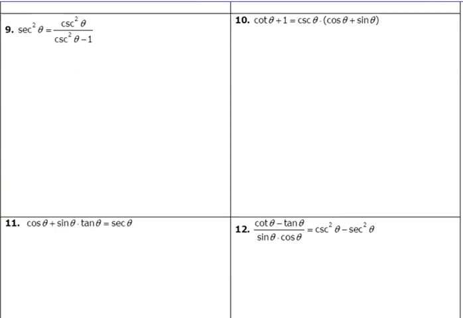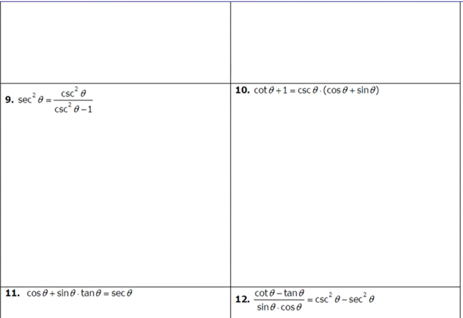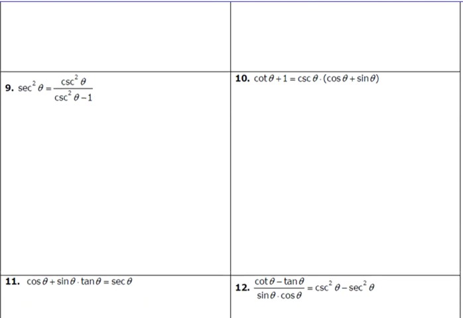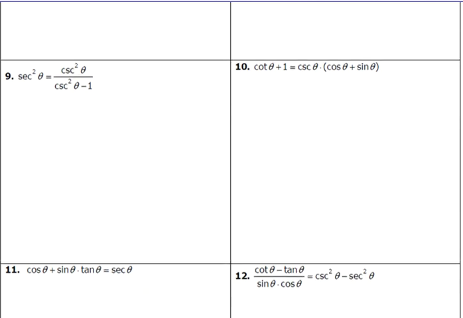And find one that looks like I'd have to do something more. Let's look at number 9. Secant squared of theta is equal to cosecant squared of theta over cosecant squared theta minus 1. Now, I know it's so tempting to just cancel those cosecant squares. You can't do it because of that minus 1 in the denominator. But since we do have a trig function squared and a 1, I would think Pythagorean identities.